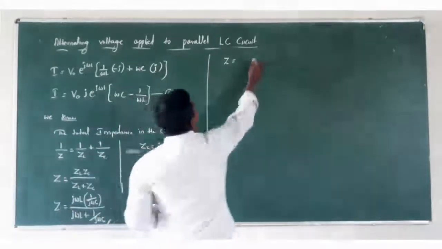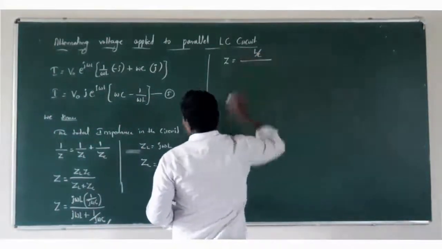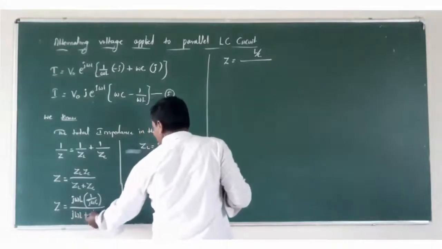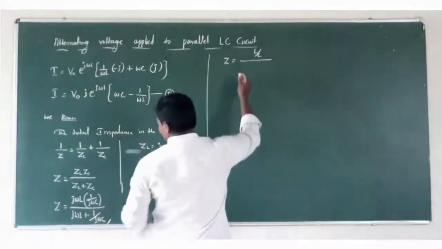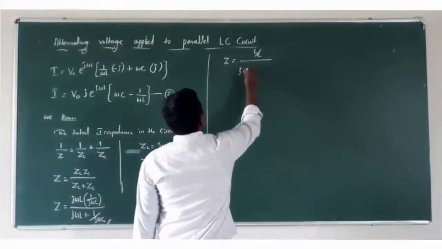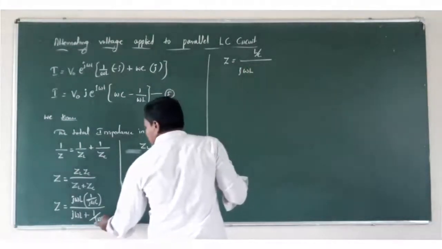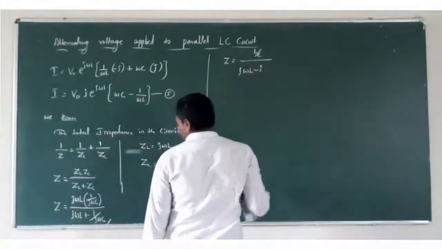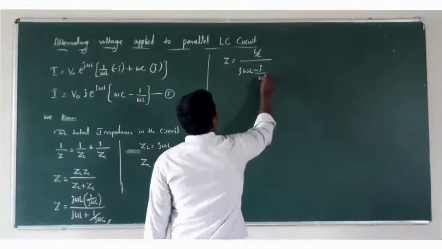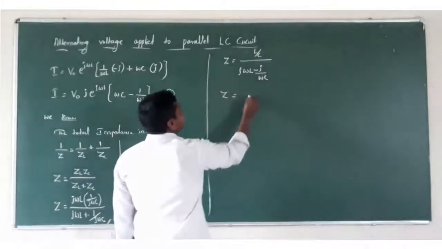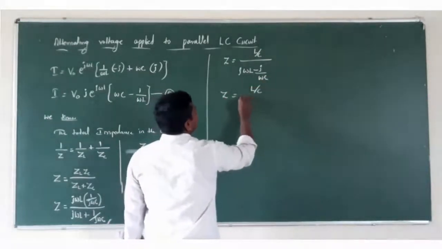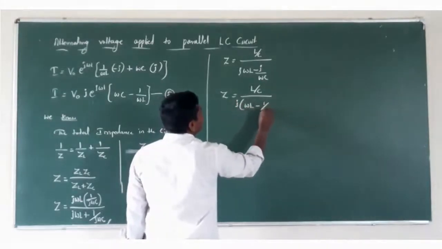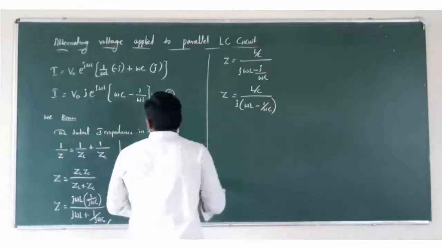Therefore, if we simplify that one, L divided by C we are going to get, and in the denominator, j omega L plus 1 over j omega C is there, that can be written as j omega L. If we bring the j from the denominator to the numerator, we are going to get minus j divided by omega C. Therefore, Z is equal to L over C divided by j into omega L minus 1 divided by omega C we are going to get.